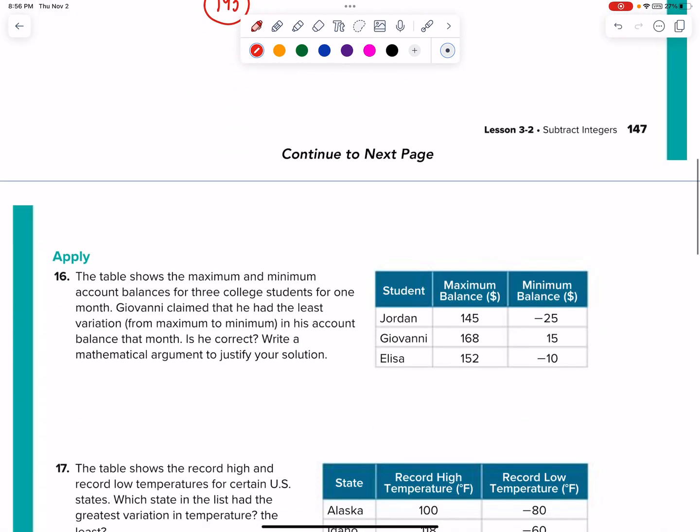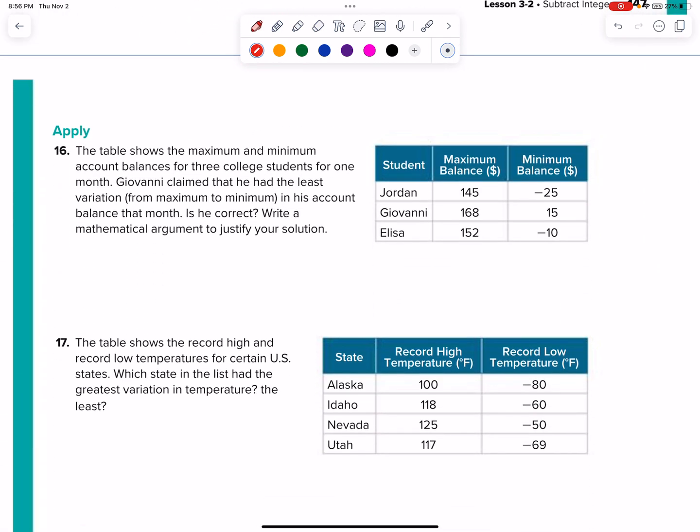Okay. All right, let's go ahead and take a look at the homework. I'll do 16. Your job is 17. So this table shows the maximum and minimum account balances for 3 college students for 1 month. Giovanni claimed that he had the least variation from max to min in his account that month. Is he correct? And write a mathematical argument to justify. So I have 2 things. I always like to tag the 2 things. I don't really know what they mean by write a mathematical argument quite yet. Let's get into the problem and then we can help interpret that.